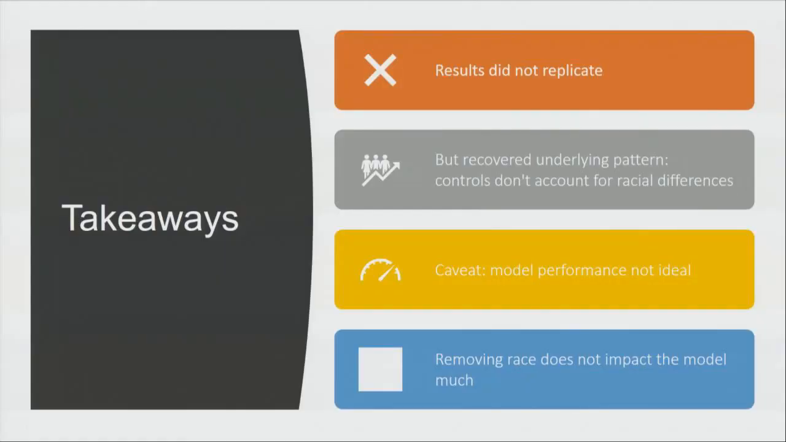So from the takeaways from our analysis, we were not able to replicate the results exactly, but we recovered the underlying patterns. We can say that the controls don't account for the racial differences, not completely. But the caveat is that the model's performance is not optimal, it's not ideal. And removing race does not impact the model much.